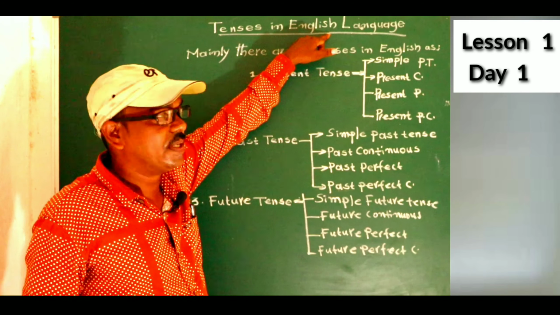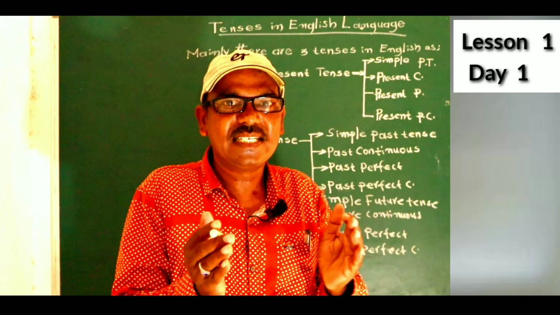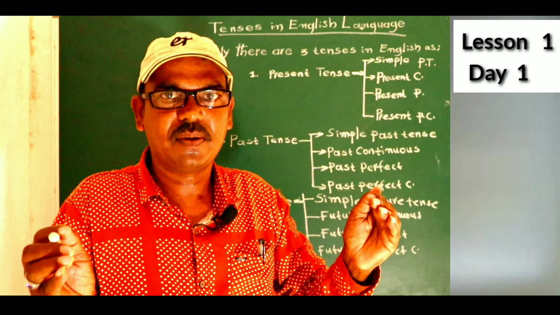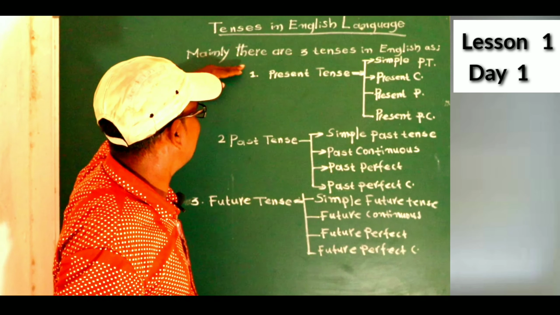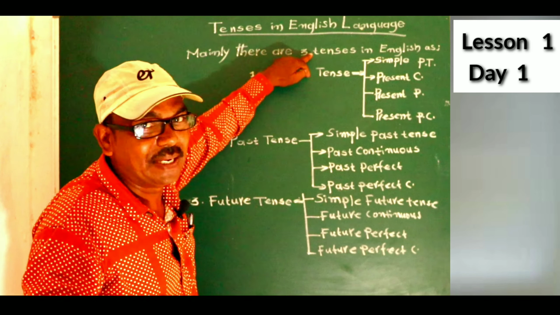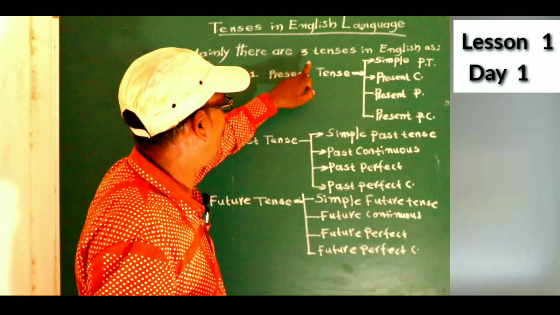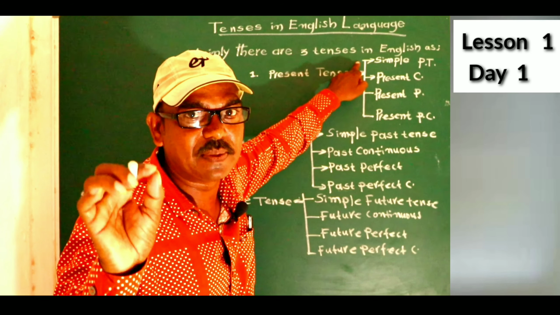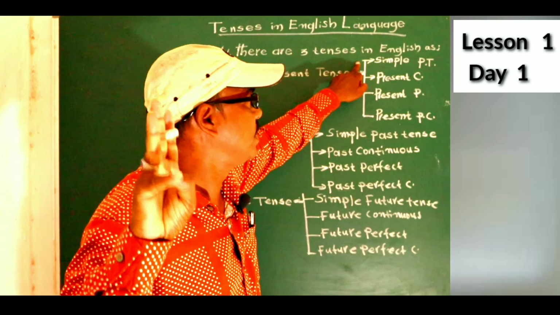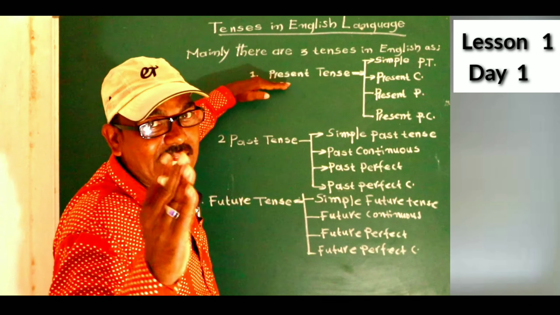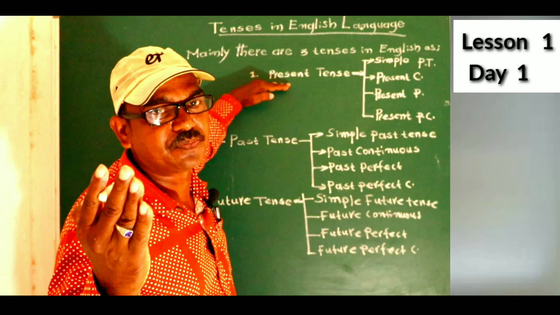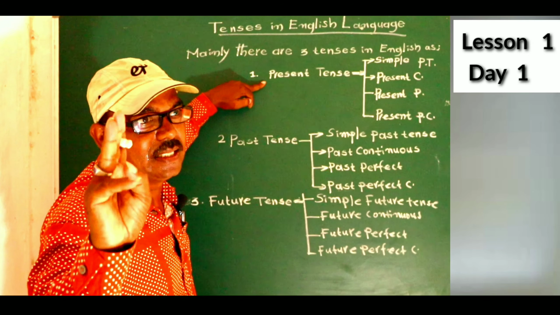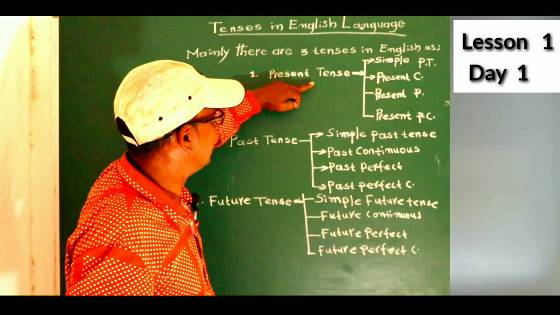Tenses in English. Basically, the tense is a gap of the time. Tense is the gap of the time. So the tenses are most important too. Basically in English, there are three types of tenses. How many types of tenses are there? Three types of tenses. The time gaps. So here, the first one, basically mainly three types of tenses. Present tense.